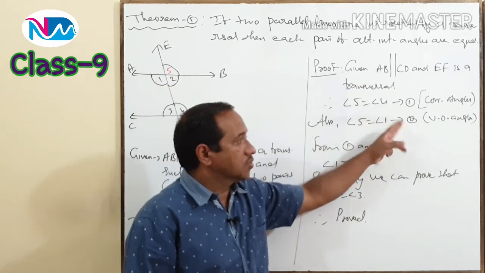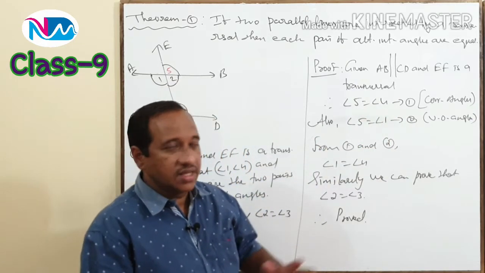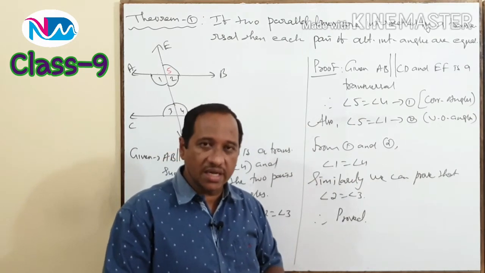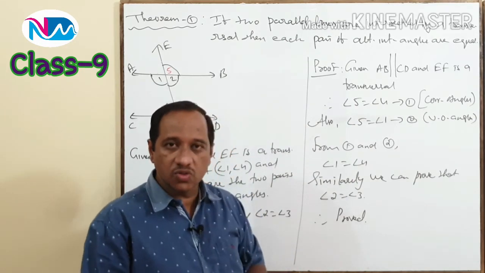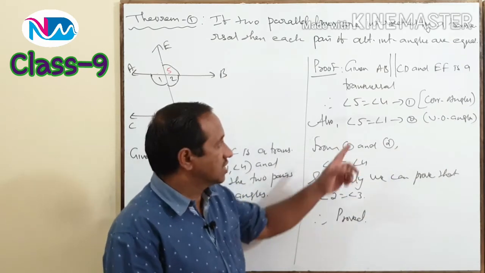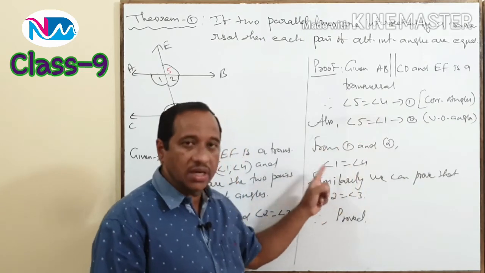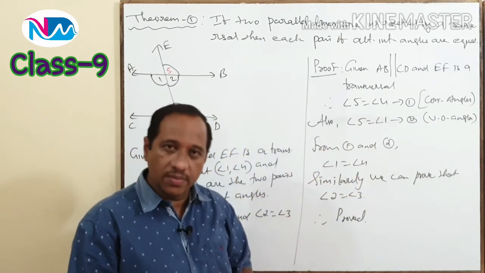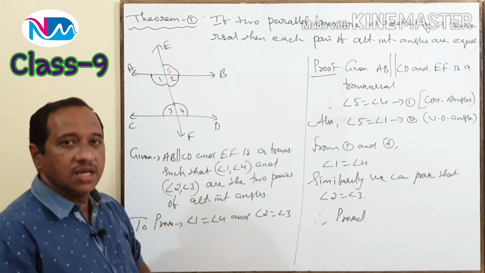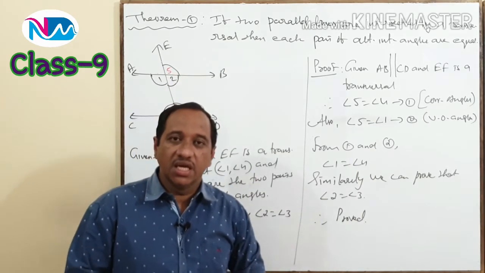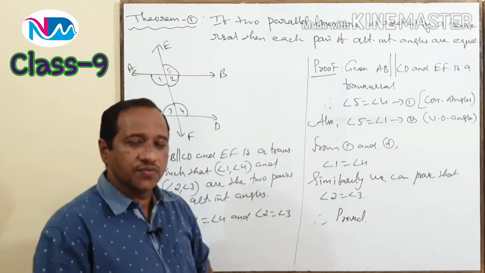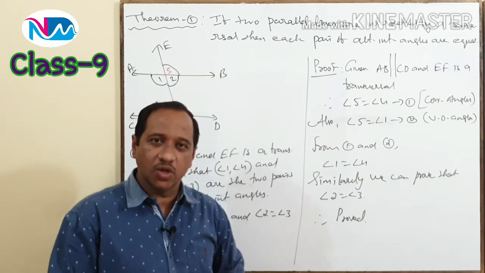From equation 1 and equation 2, you can see that they have the same LHS. If the LHS of two equations are equal, then their RHS are also equal. So from equation 1 and equation 2, we can say that angle 1 is equal to angle 4. Similarly, we can prove that angle 2 is equal to angle 3, hence proved. That is, if two parallel lines are intersected by a transversal, then each pair of alternate interior angles are equal.